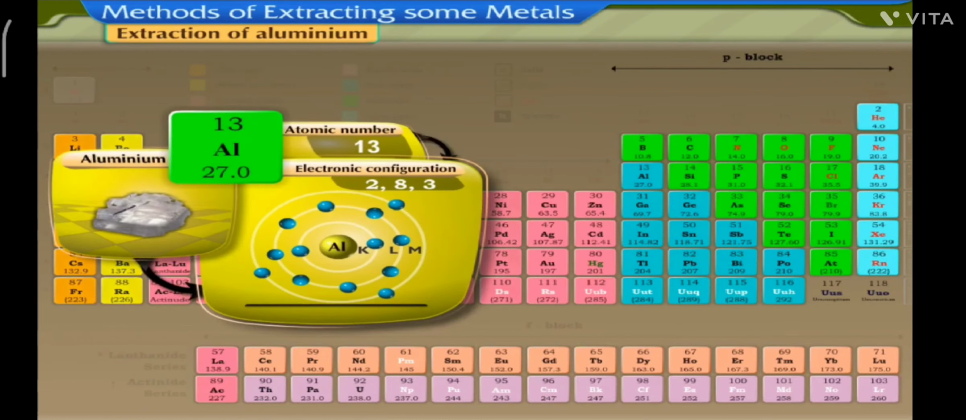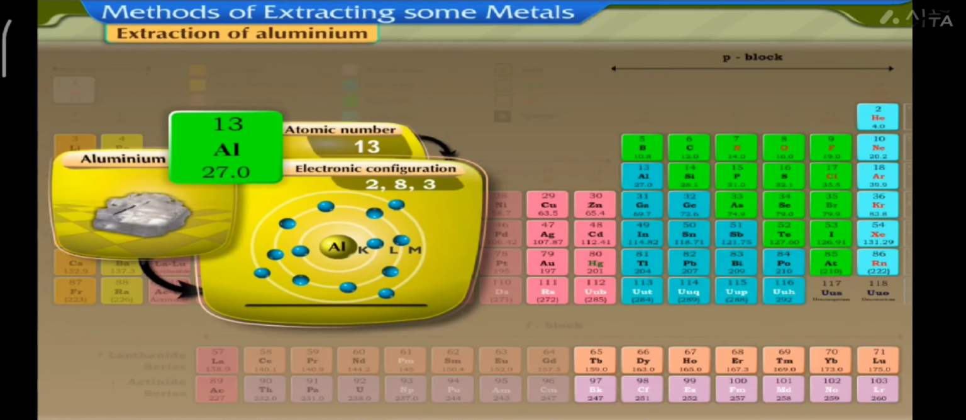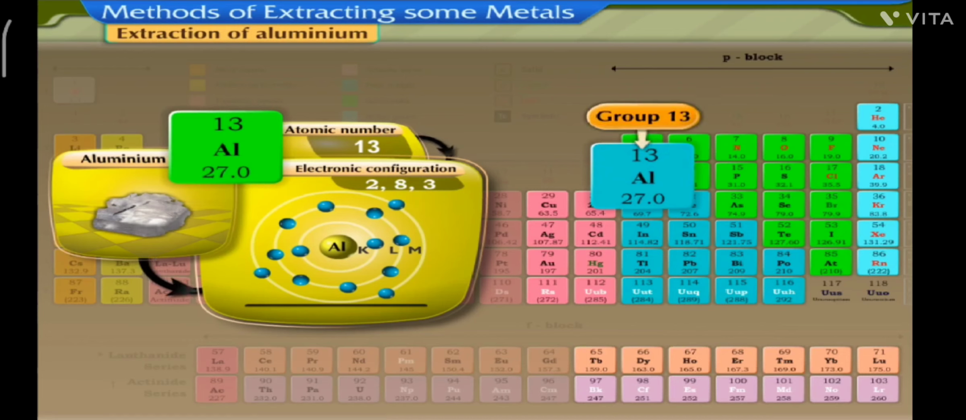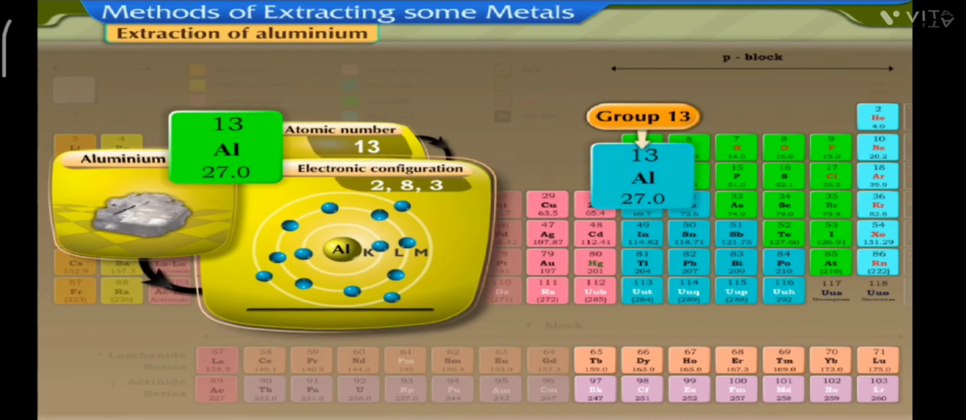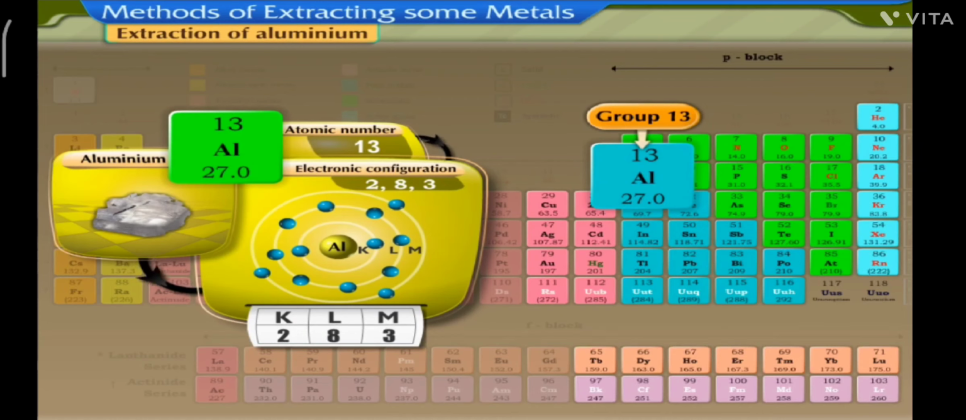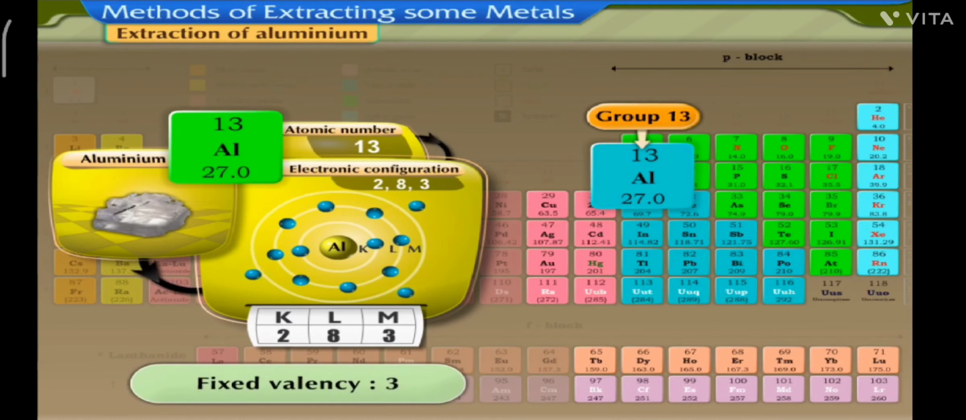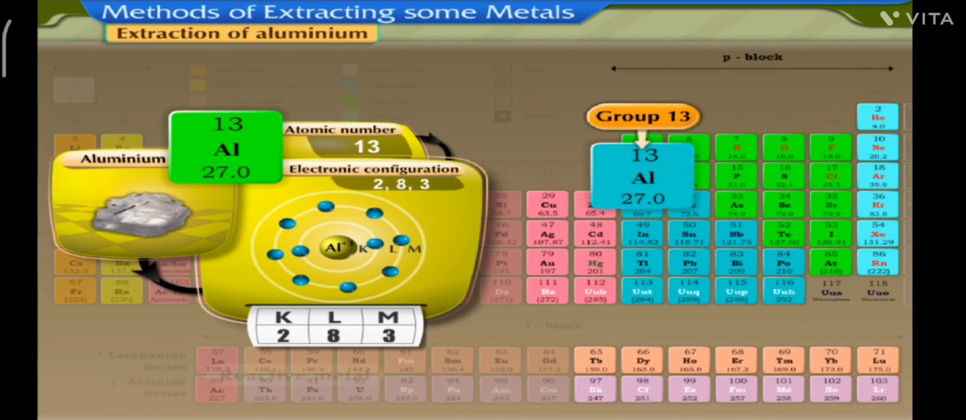Extraction of aluminium. Aluminium is a silvery white metal. Its symbol is Al and it belongs to group 13 of the periodic table. Its atomic number is 13 with electronic configuration 2, 8, 3. Aluminium shows a fixed valency of 3 in its compounds. Aluminium is a reactive metal.